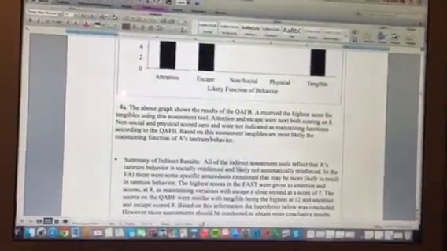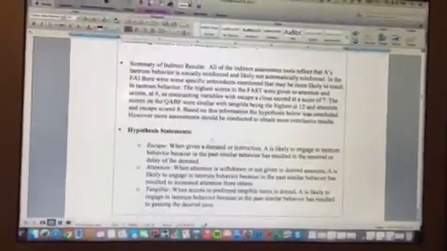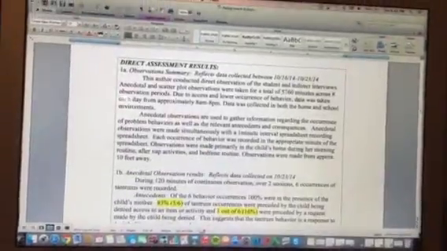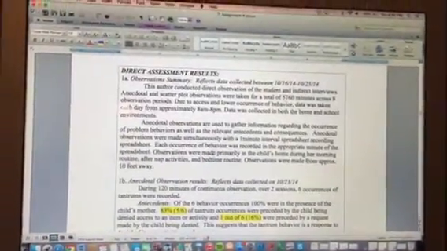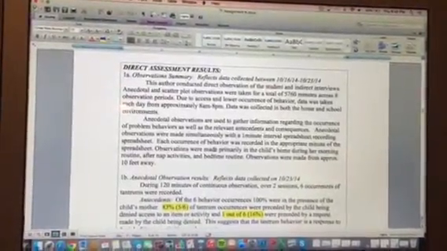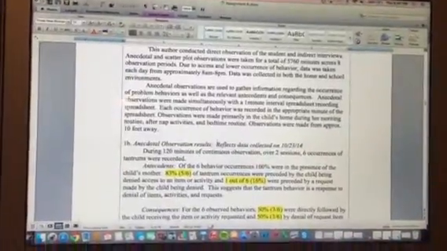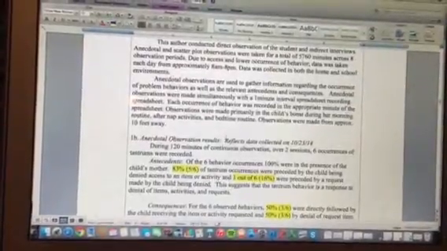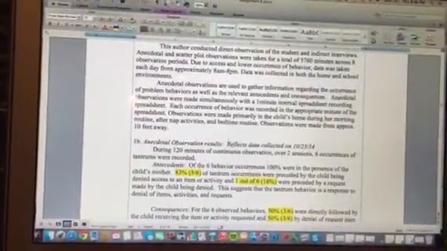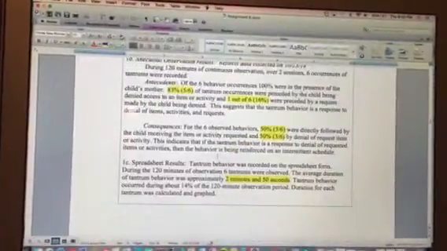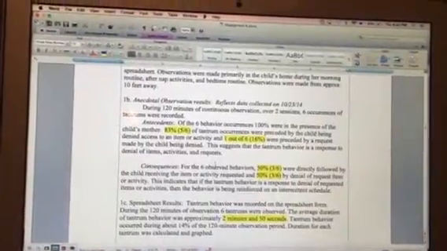So because these results were inconclusive, direct assessment data was collected. This data was collected via scatterplot, continuous ABC observation, and checklist ABC data. During 120 minutes of continuous observation over 2 sessions, there were 6 occurrences of tantrum behavior. From those 6 occurrences, we were able to determine the average duration of the behavior for that period of time, and it was about 2 minutes and 50 seconds.